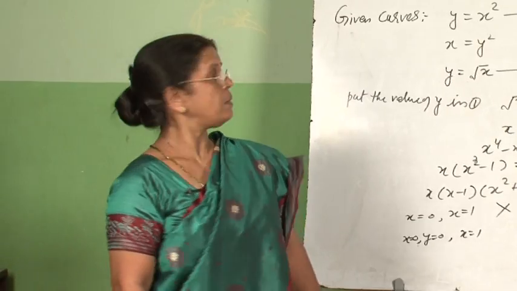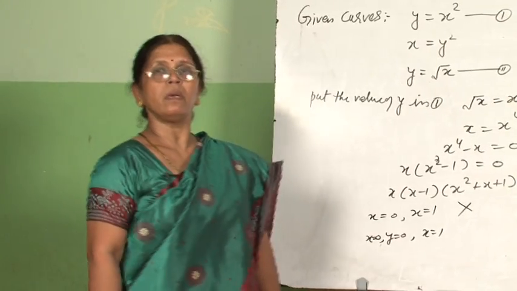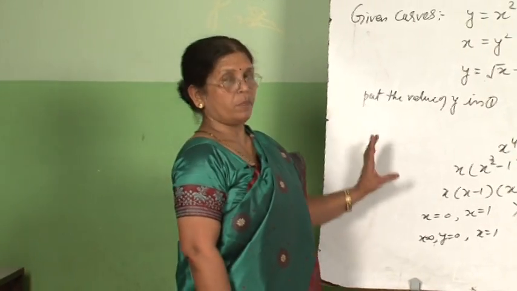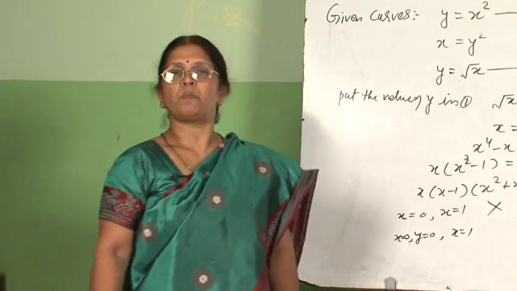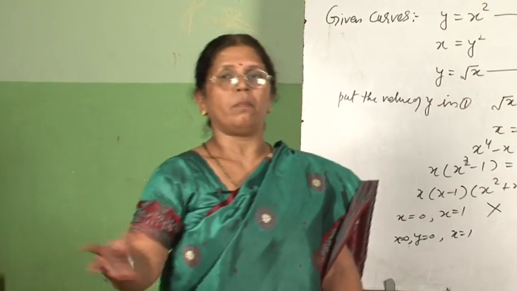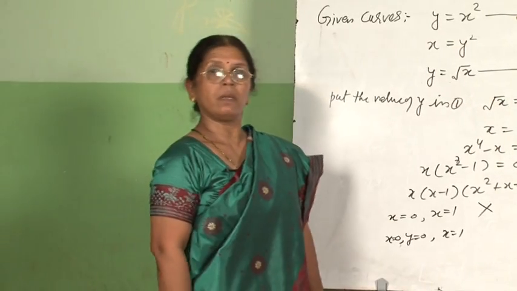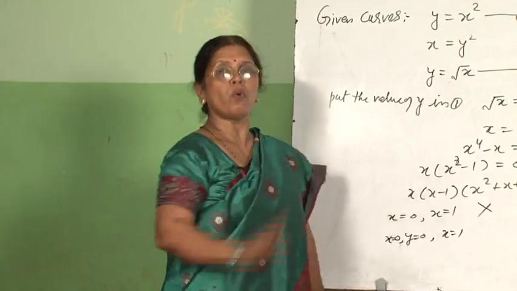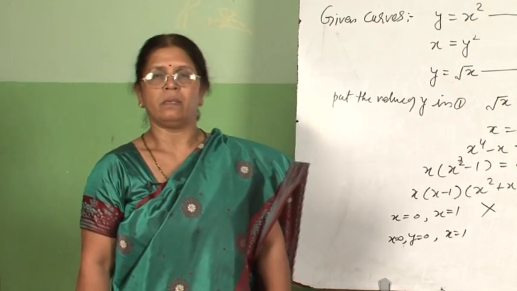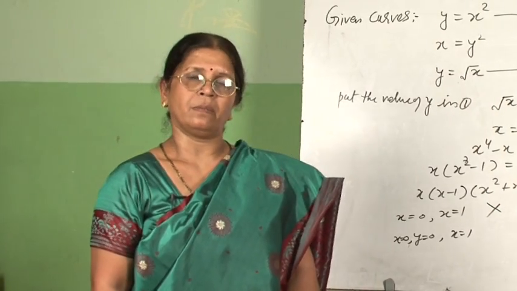So, these are questions of the area of a bounded region. This chapter is very important from the board examination point of view, and you will get a 6 marks question in the board. So, try some more questions, practice more of this and get 6 marks. Thank you.